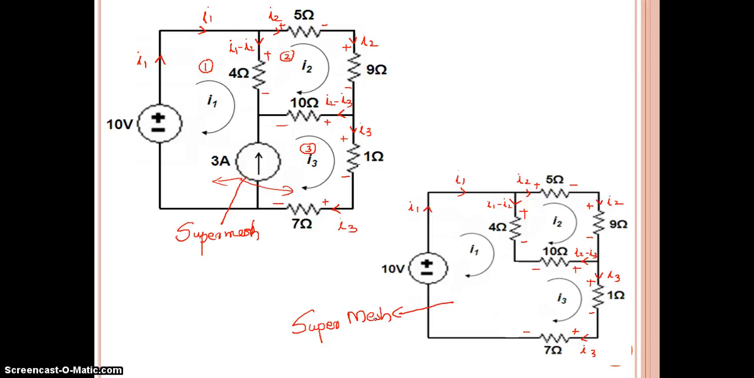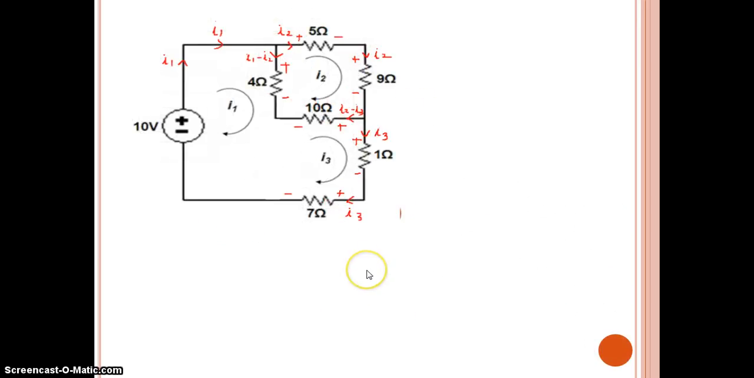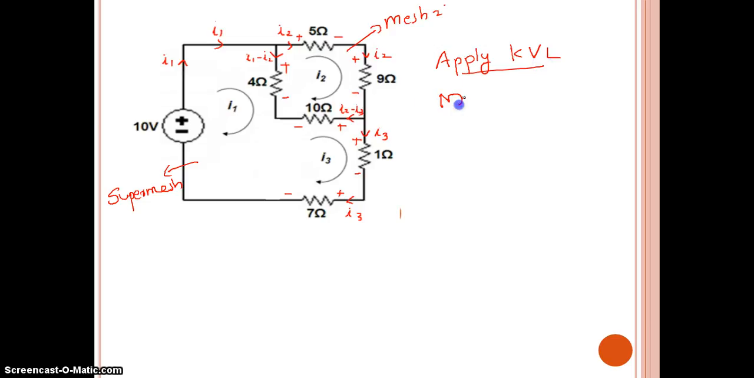This is the super mesh, so we can apply our equations normally. Now we have the super mesh, and here we have mesh 2. This is considered to be mesh 2 and this is considered to be the super mesh. Our third step is to apply KVL, so first apply KVL to mesh 2.